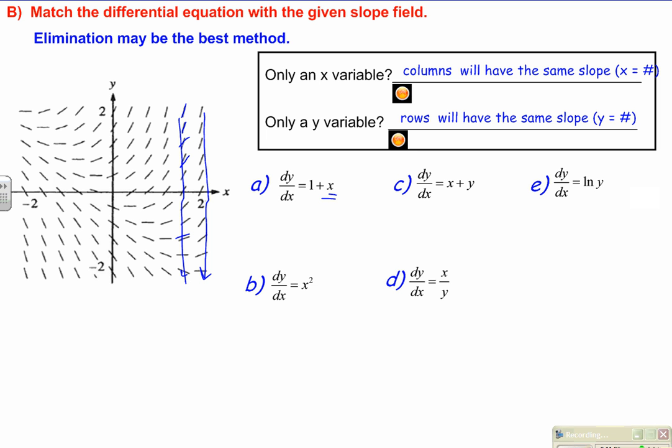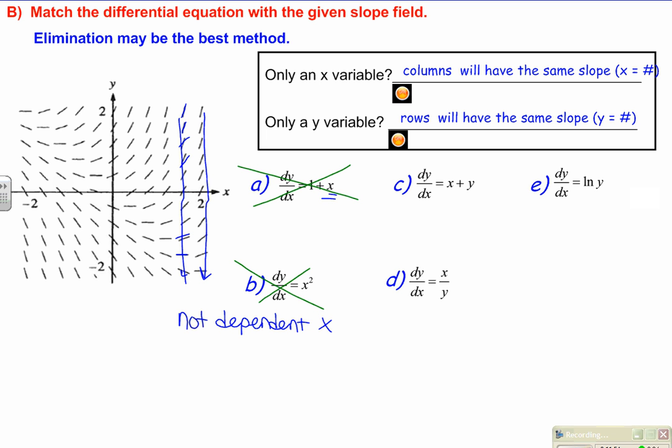Definitely less steep. Oh, there's a 0. So this is not dependent on just an x value. You can definitely tell that. That means that I can come up here and eliminate which ones? Well, A was only on x's and B only had x's, so let's get them out of the running.